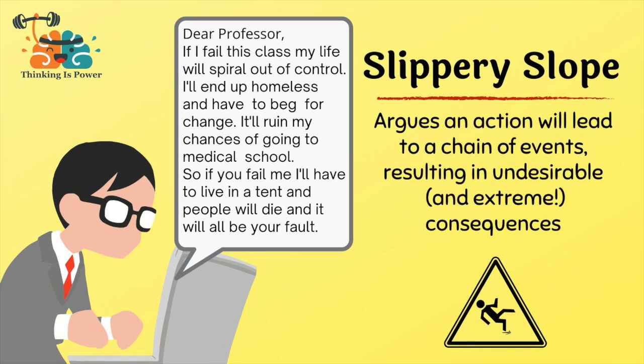This example is from a fun assignment in which students use fallacies to convince their teacher why they shouldn't fail the class, despite not doing any of the work. "If I fail this class, my life will spiral out of control. I'll end up homeless and have to beg for change. It'll ruin my chances of getting into medical school. So if you fail me, I'll have to live in a tent and people will die and it will all be your fault."